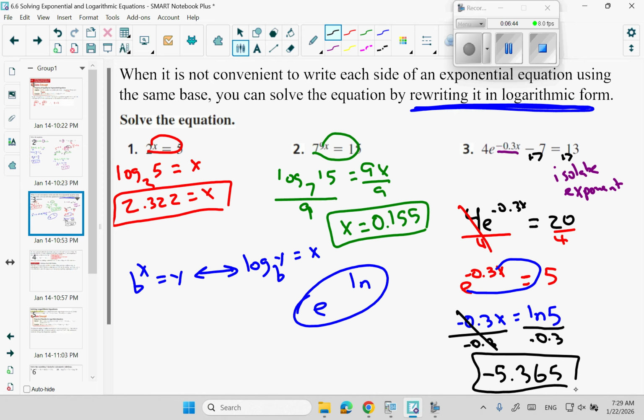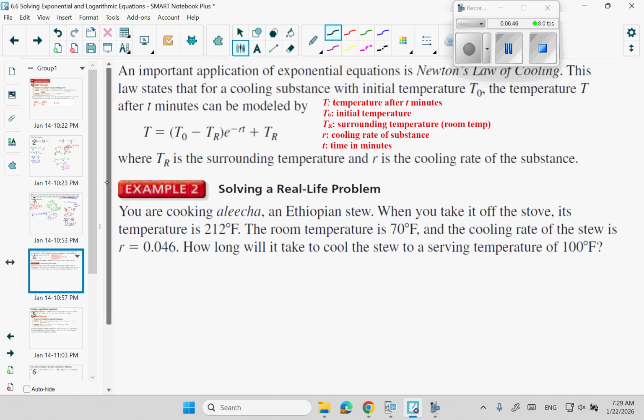All right, let's try a story problem. A popular formula that comes up is Newton's law of cooling. You can see that T, the big T here at the end, is the final temperature. T sub 0 is your initial temperature, because 0 is when time is 0. T sub R is your room temperature. R is your cooling rate, and little t is time in minutes.